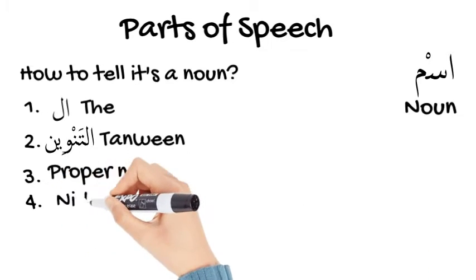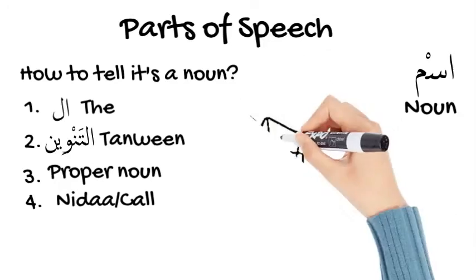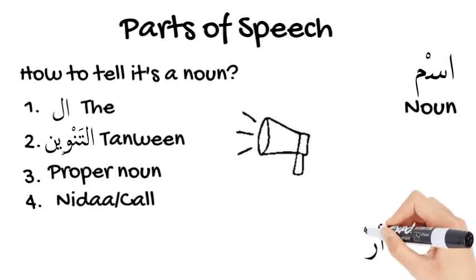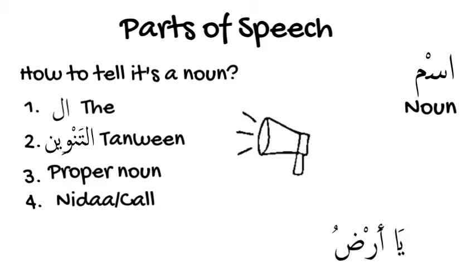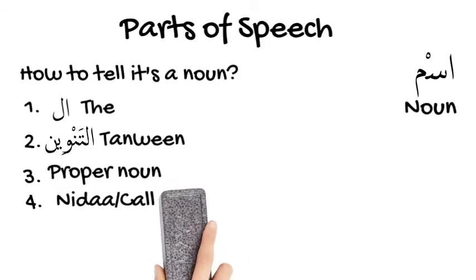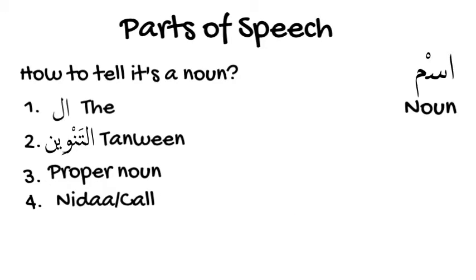Number 4, if the word is preceded by a nida or a call, which means ya, when you're calling someone, ya Muhammad. For example, ya ardu. So ya ardu, this ard, because you can call it, then it's a noun. Ya ayyuhan nabi, which means O prophet, so this would also be a noun, and nabi is a noun.